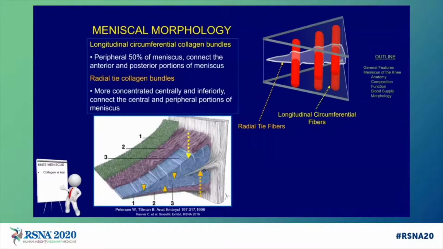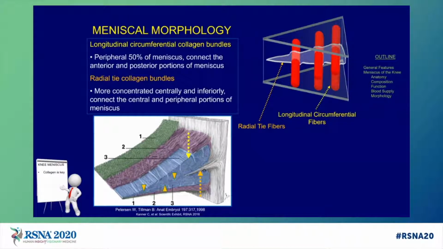Now, this is a critical slide because collagen is key in understanding what goes on with meniscal failure. Taken from the literature is this beautiful diagram. Let me run through it fairly quickly. If we peel away the collagen at the superficial regions of the meniscus, we're left with a highly organized central structure. Within that central structure are two forms of collagen bundles.